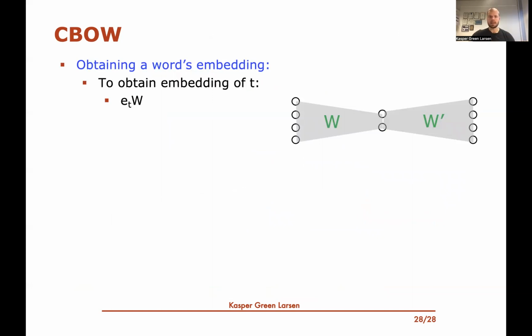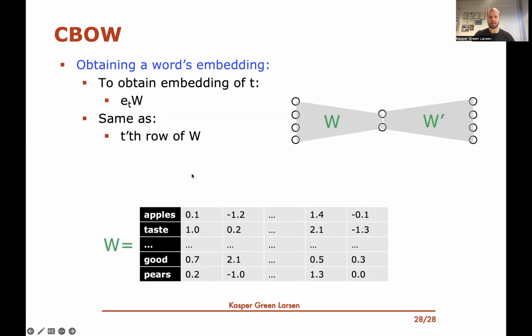Good. So finally, once we've trained it, we can obtain the embedding of a word. If I have a word T, all I'm going to do is take the one-hot encoding of T and multiply it from the left onto W. That gives us the representation here in the middle layer. And this is the same as taking the Tth row of W. So really, at the end of training, W will have, as its rows, the word embeddings of all the words in the dictionary. And the hope is that if we're training this neural net to predict the middle word from the context, then these word embeddings should have good meaning.